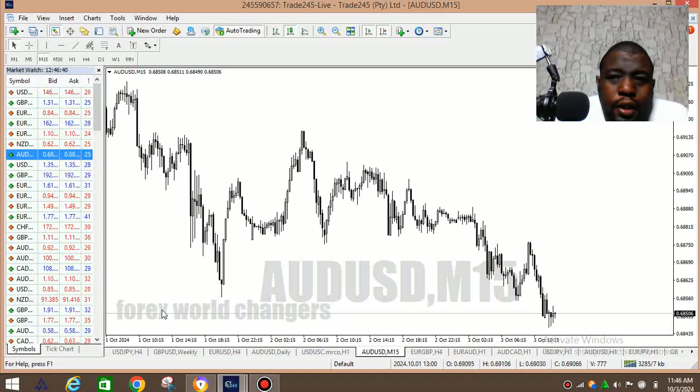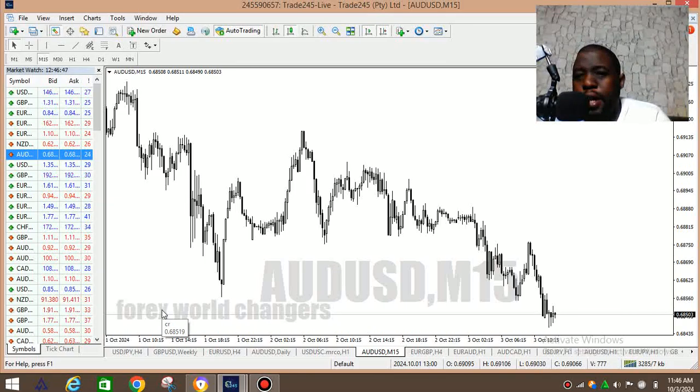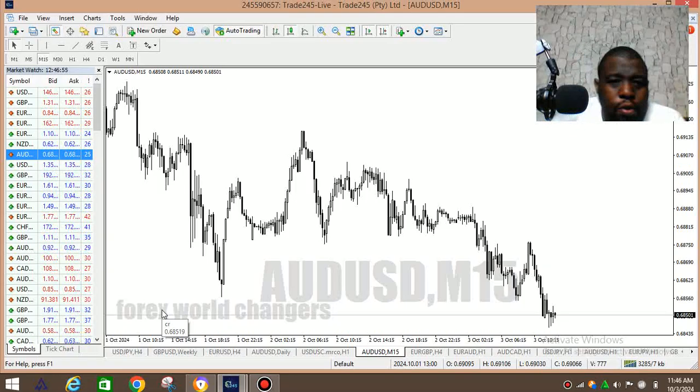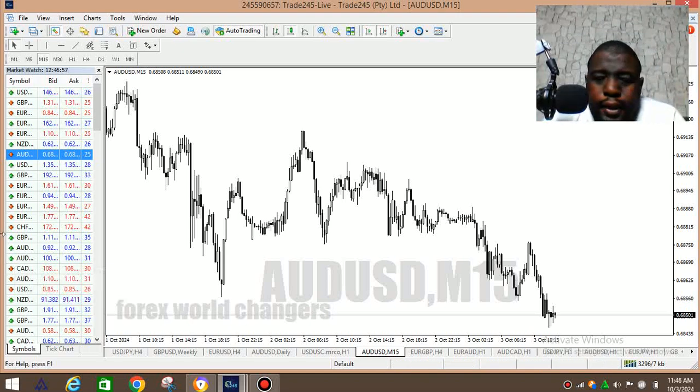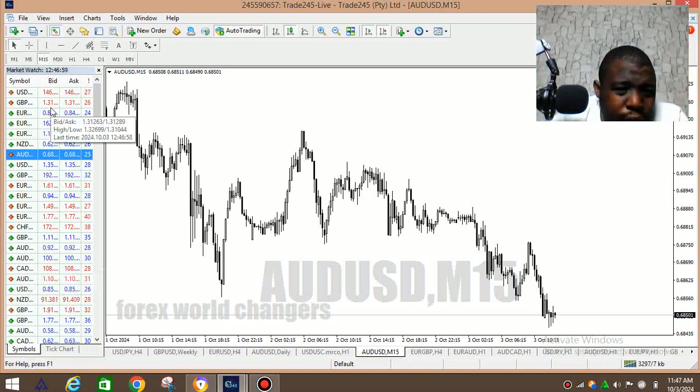So yeah, let's just see where the important place is where the price might return and where the price might respect, and how to actually get key levels of the price. So let's go for any pair.